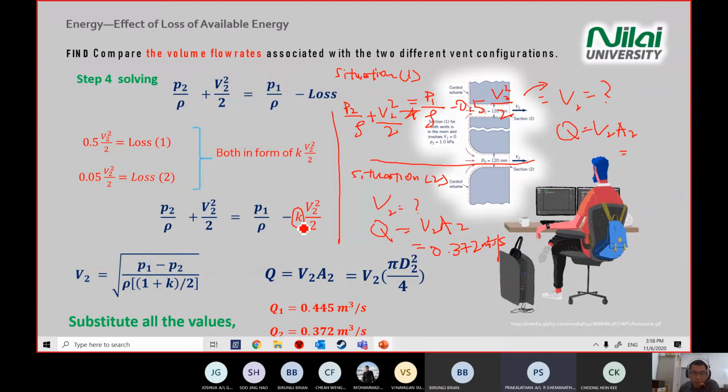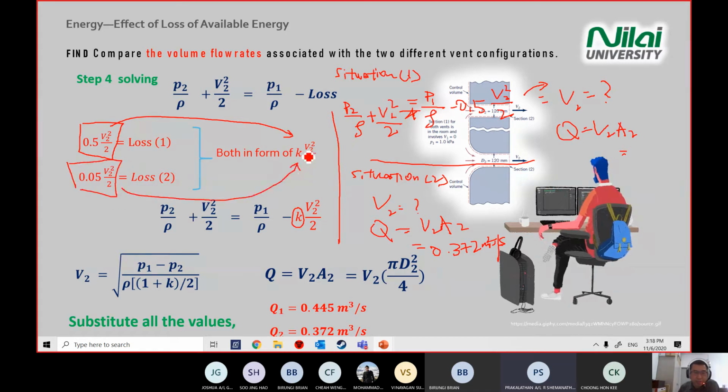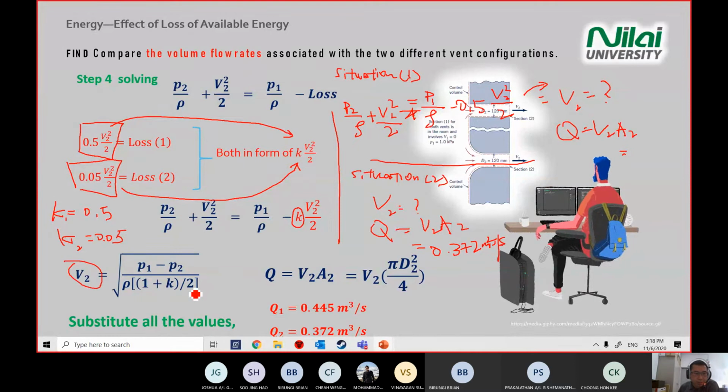How do you get it? No, this one is because we look at the form here, we transfer into a general equation. We look at the structure of the equation, we transform it into a very general equation here. So later on, when you substitute this one, you just look at your k. So your k has two values: k equal to 0.5 for case 1, k equal to 0.05 for case 2. So you substitute this into the V2 equation.